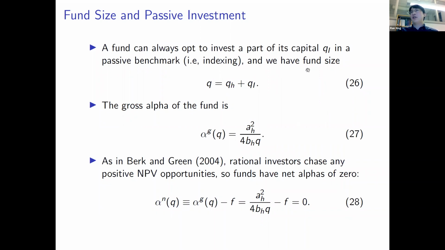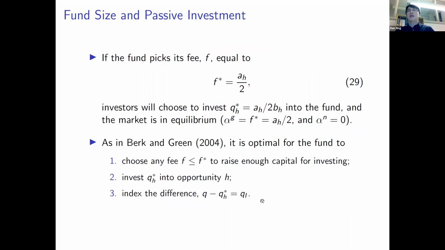Because of that, we have the total fund size Q including two parts. The first part is Q_H, the active part invested in investment opportunity H, and the second part is invested in the index. Then the gross alpha of the fund will depend not only on the alpha opportunity, but also on the total size, including the passive part, and also the price impact cost. As in the previous result, once we allow rational investors to chase any positive net present value, we will have a zero net alpha, and the fee will equal the gross alpha in this setting as well.